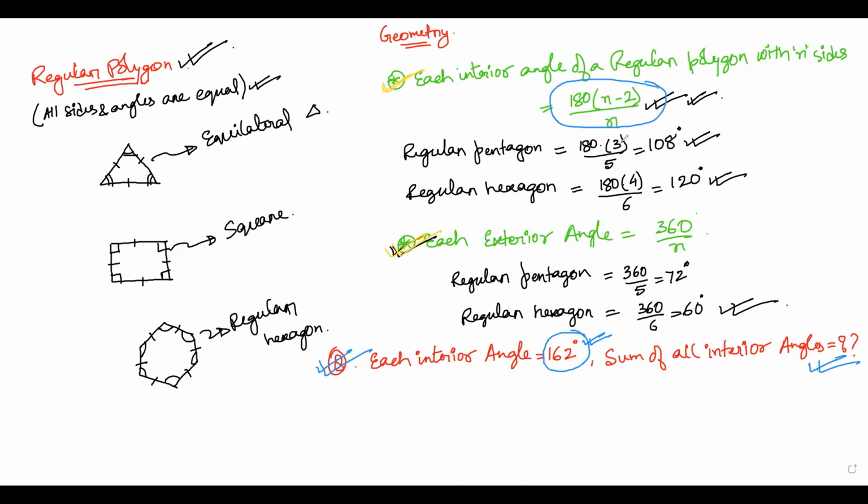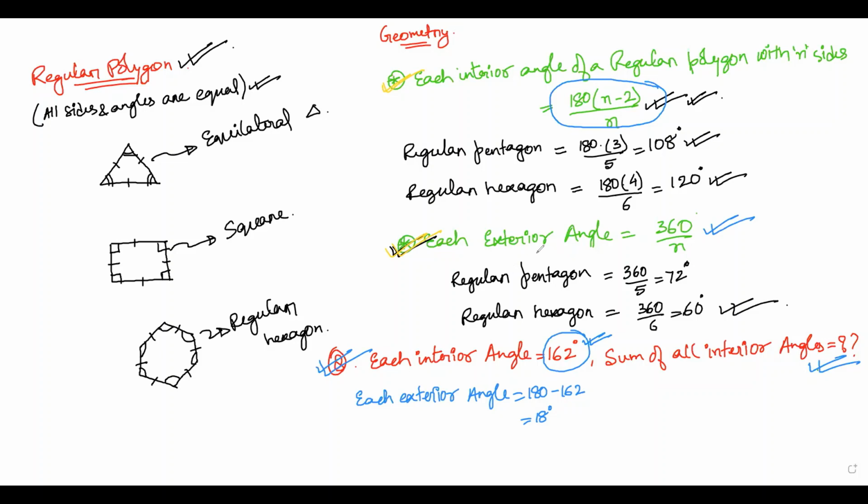So instead of using the interior angle formula, we can directly use the exterior angle formula, which would be much simpler to use. If each interior angle is 162 degrees, in that case, each exterior angle would be 180 minus 162 degrees, which would be 18 degrees. That is, each exterior angle of that regular polygon is 18 degrees.